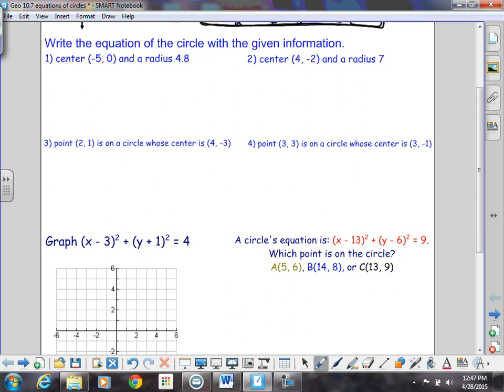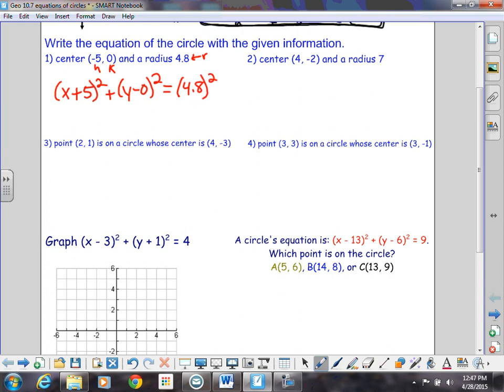So in this first example, we have a center of negative 5, 0. So this is my h and my k. And this is my radius that I'm going to be squaring. So in my formula, I have x minus negative 5. So minus negative 5 is plus. So that's what I mean by it will always be the opposite. And then I have y minus 0 squared. And I'm going to do 4.8 squared.